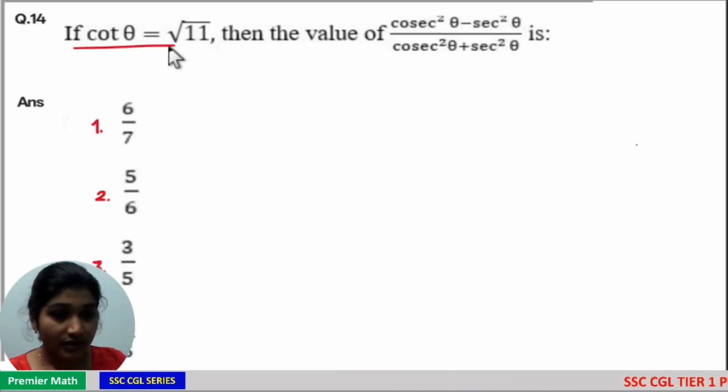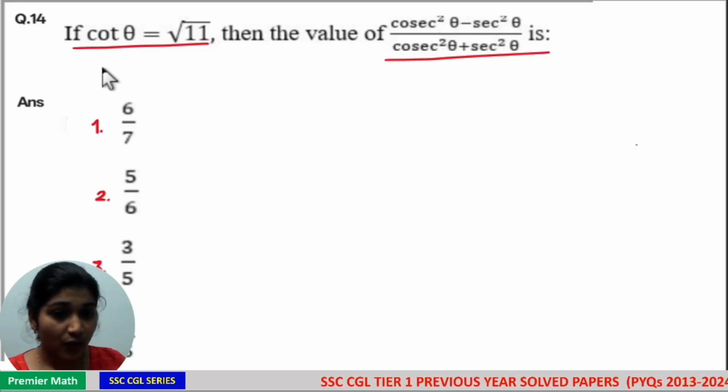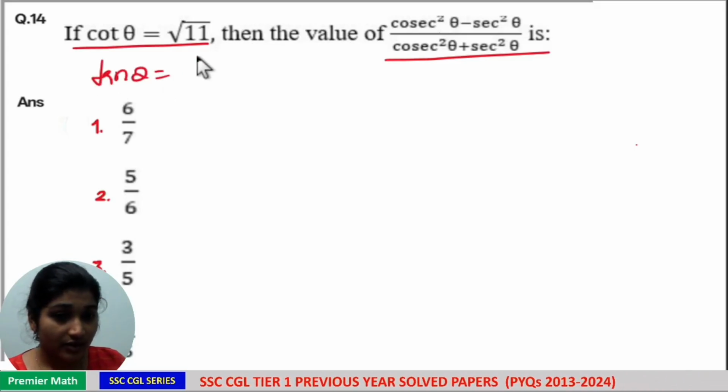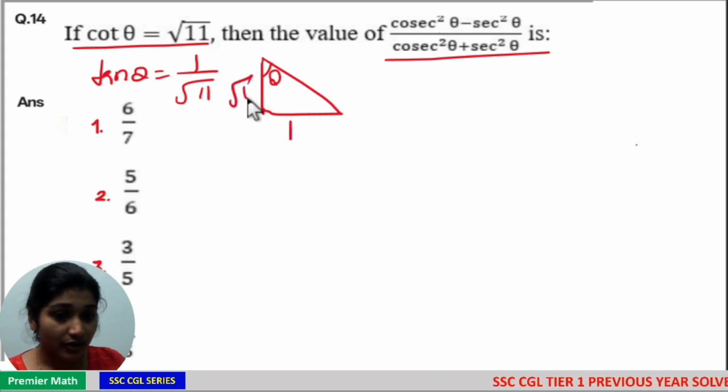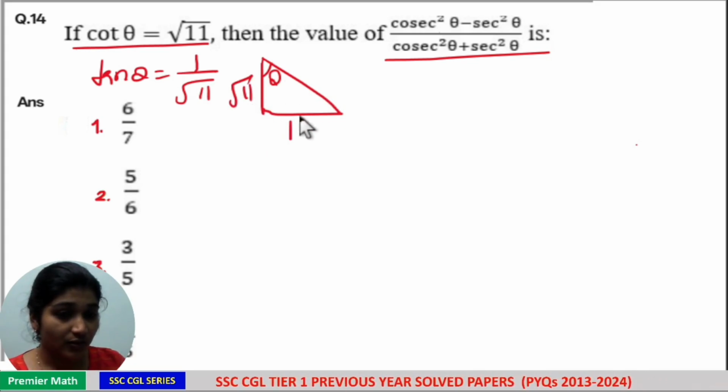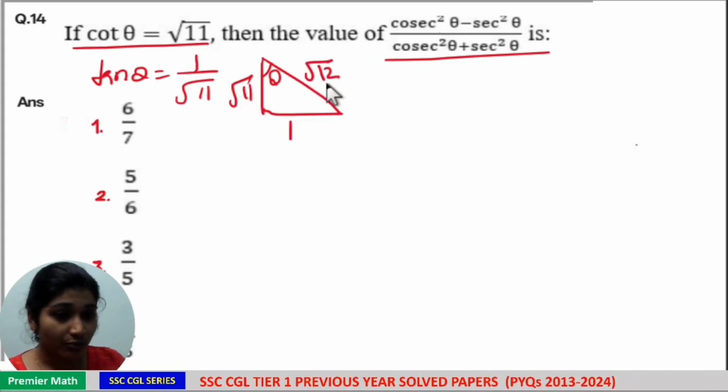If cot theta is root 11, then the value of the following is. Here the inverse of cot theta is tan theta, which is equal to 1 by root 11. Now draw a right angle triangle. If this is theta, tan theta is opposite side by adjacent, which is 1 by root 11. Then hypotenuse is equal to root of 11 square plus 1 square, which is 11 plus 1, 12. So hypotenuse is root 12.